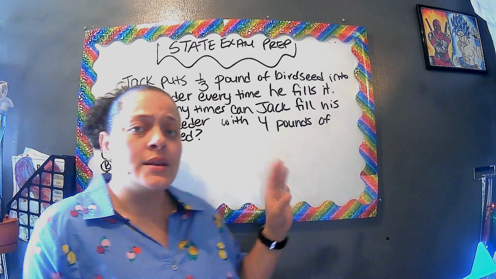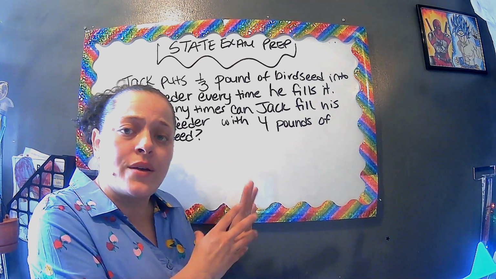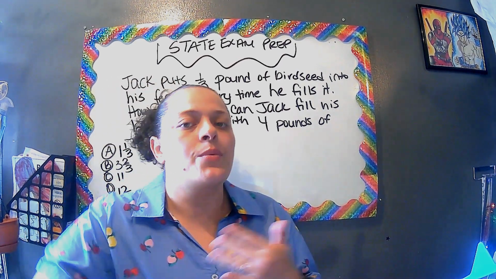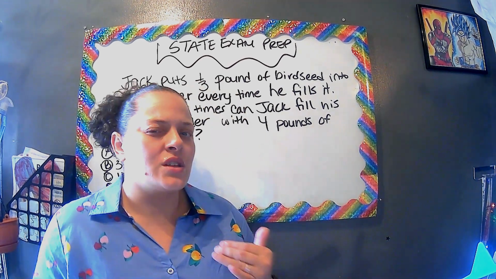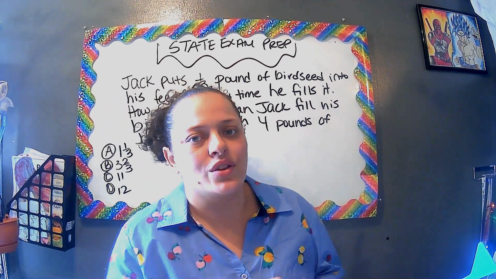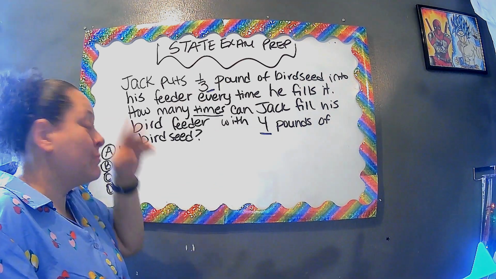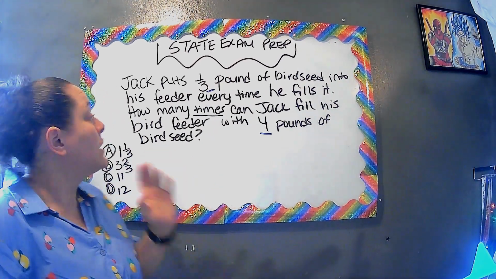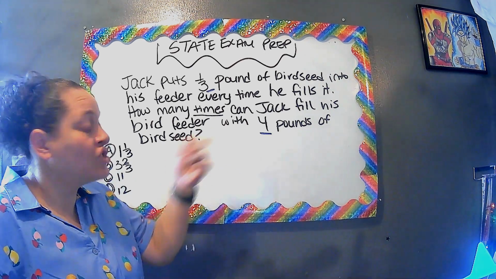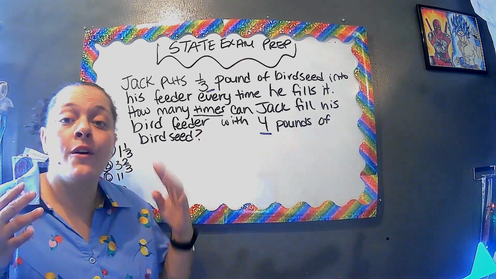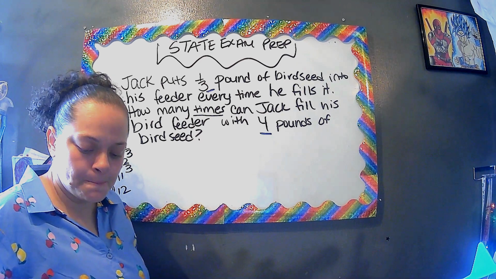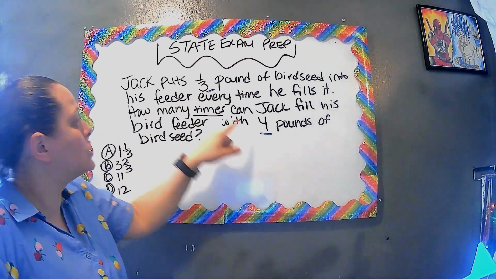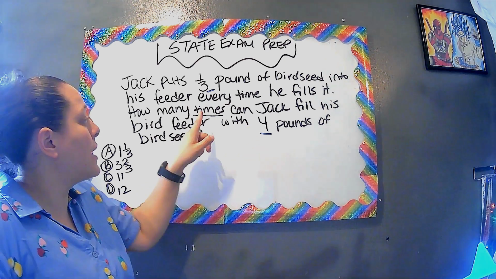Now, in this case, I will go through one way of doing it, and then I'll show you another way of doing it and give you the full explanation to help you understand more. Our problems are always a little bit more challenging because they have little words that could trick you and things like that. Jack puts 1/3 of birdseed into his feeder every time he fills it. How many times can Jack fill his bird feeder with 4 pounds of birdseed? So we have underlined the most important parts, which is the 1/3, the 4, and the times.